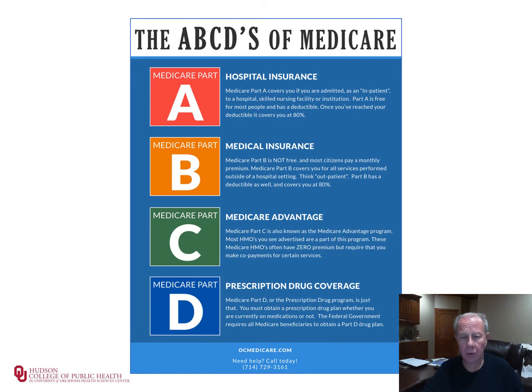So this is a simple graphic that gives you the 4 types of Medicare coverage: Part A, hospital insurance; Part B, medical insurance, particularly for outpatient services; Medicare C or Medicare Advantage plans; and then prescription drug coverage, which is Medicare Part D.